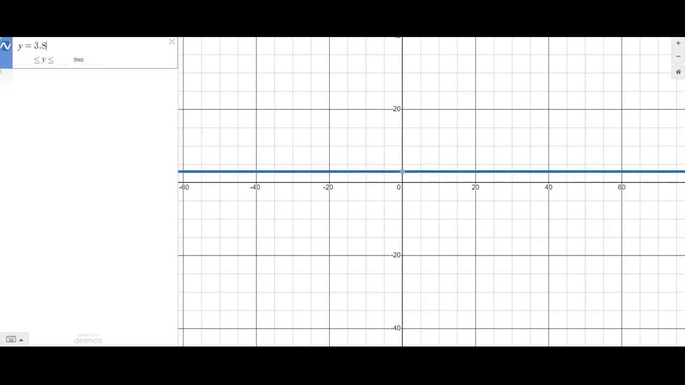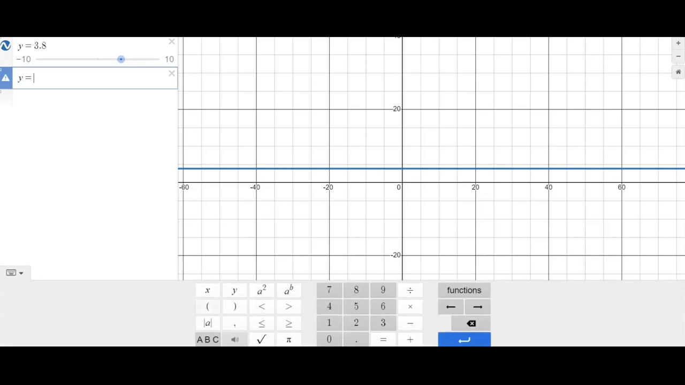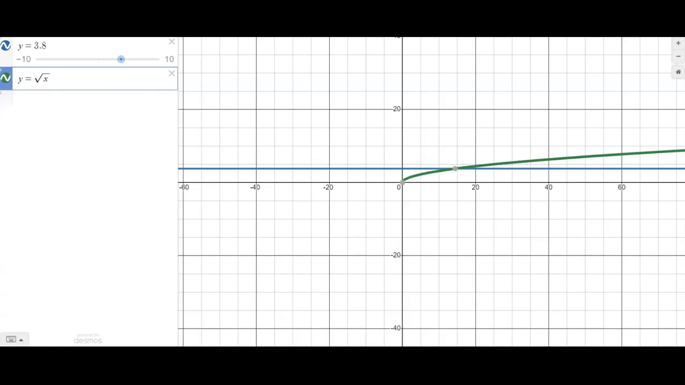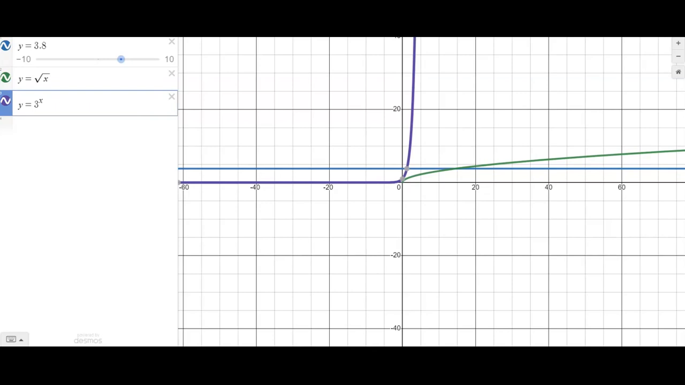Our first one being y equals 3.8. And you can see that is a linear function. Let's go to the second one. We have y equals the square root of x, so we have to come down here to our keyboard, pop it up, hit the square root sign, and then put an x in. You can see that is not a linear function. And the third one, we had y equals 3, hit shift and the arrow up, allowing us to put the x for our exponent. And you can see that is definitely not a linear function. It curves upwards, making it an exponential function.